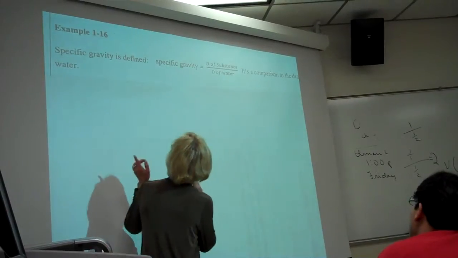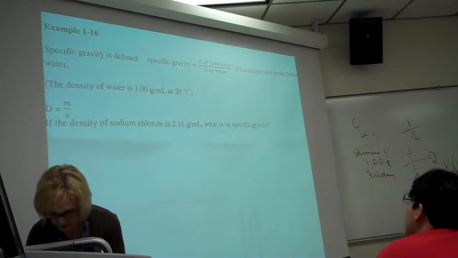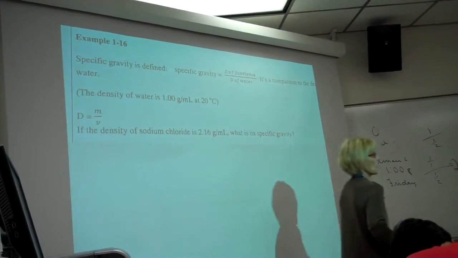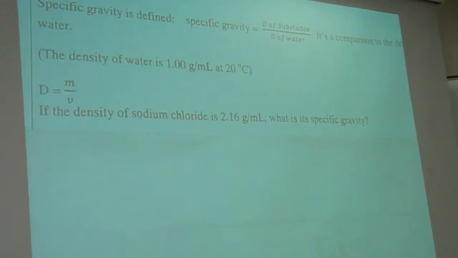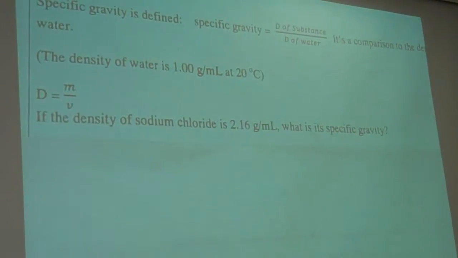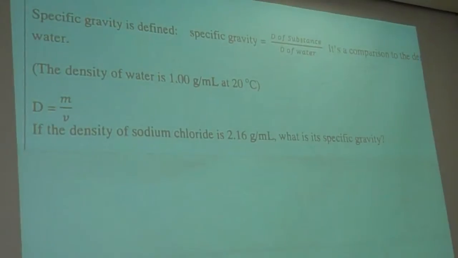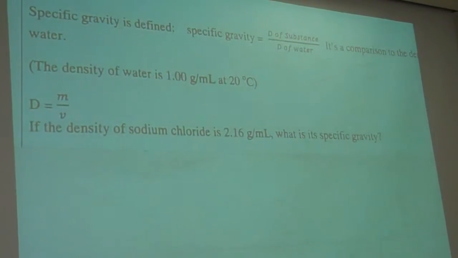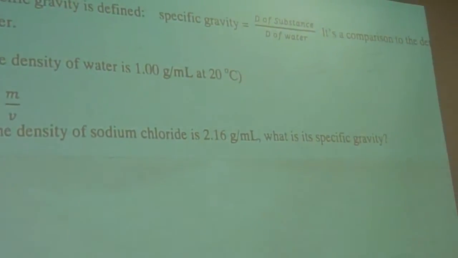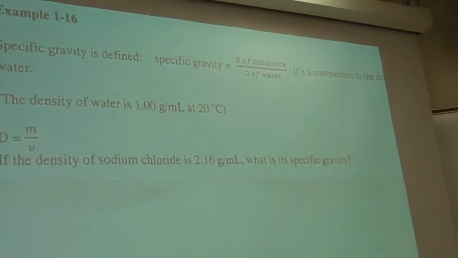Okay, here's the definition, and then let's move on down. Here's our real problem. We have sodium chloride, just ordinary table salt. And what we find is the density. First, let's get through all the wording here. The first line is just what I have up here on the board. Specific gravity is defined as, and that's exactly what I have here. Really, it's a comparison to pure water.